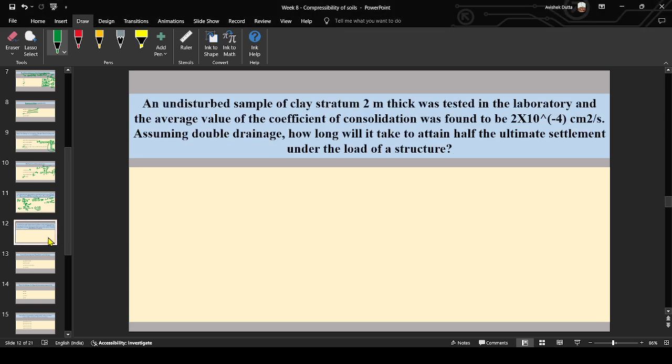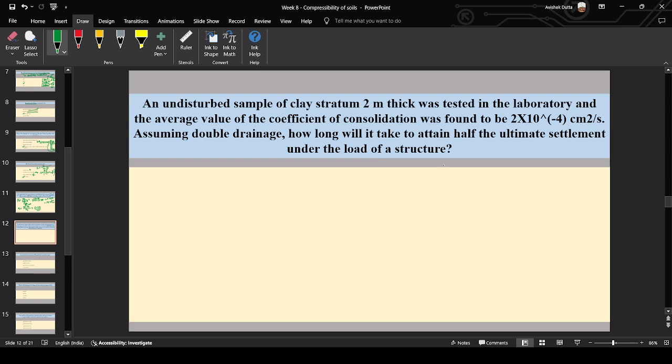Next question. An undisturbed sample of clay stratum 2 meter thick was tested in the laboratory. Here it has been stated that we have to assume double drainage. How long will it take to attain half the settlement?